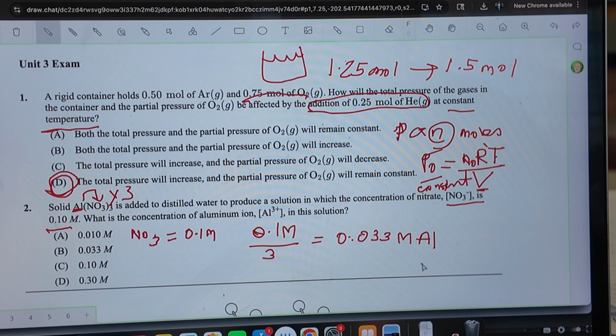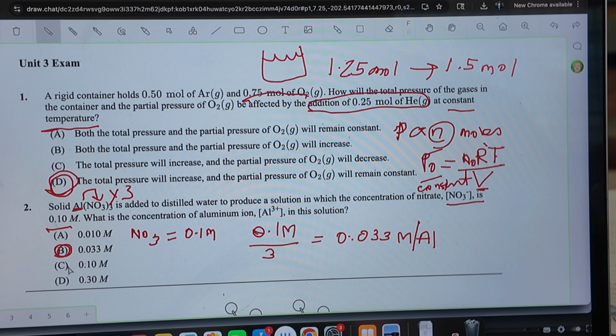What you don't want to confuse, though, is assume that they're equal concentration, right? For every one atom of this, there are 3 molecules of the nitrate. So you don't want to mix that up. So the answer would be, I should have put some space in here. It's not MAL, it's moles of aluminum. So that is B. Okay, move along.